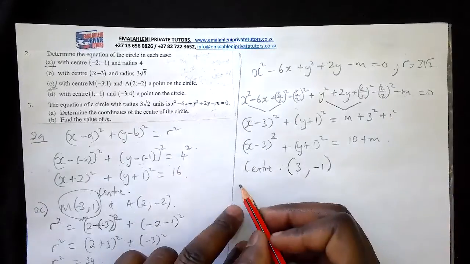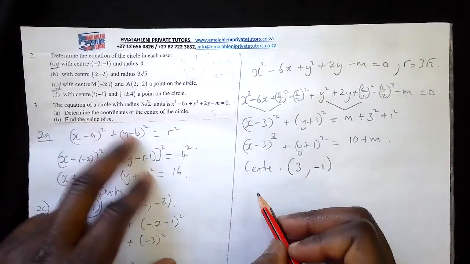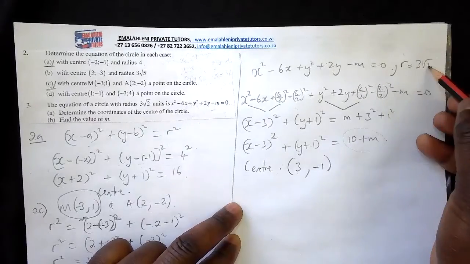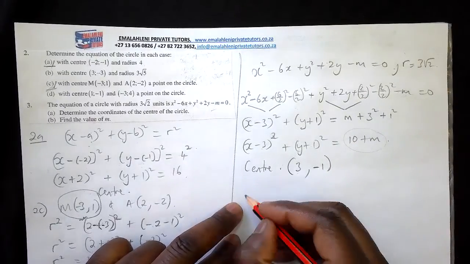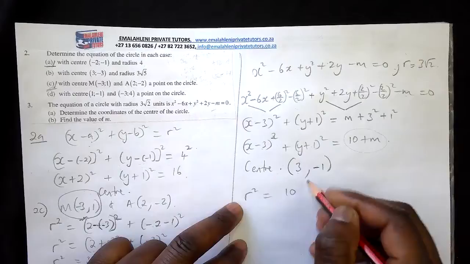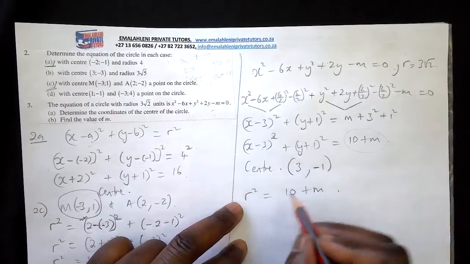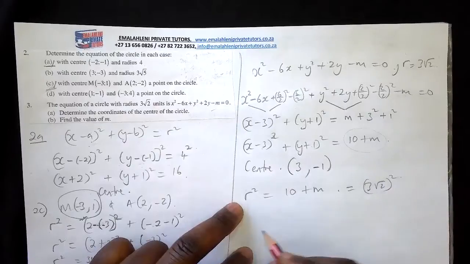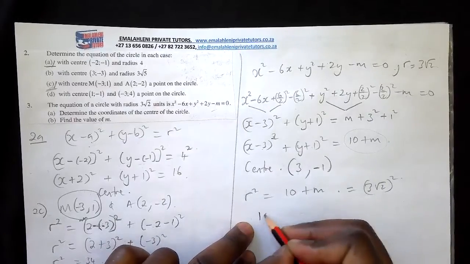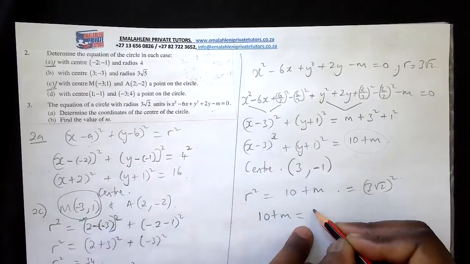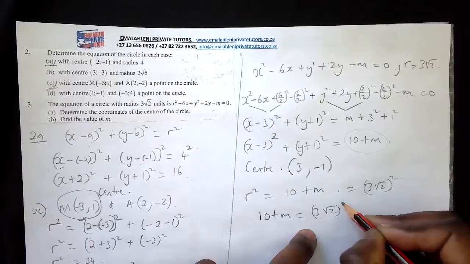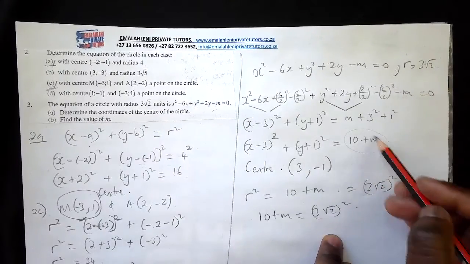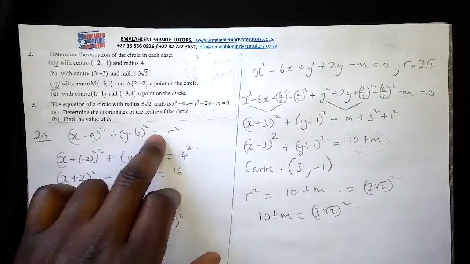Okay. Then what else do we need to find? We need to find m. Now, how would we get m? We know that this is r squared and this one is r. So what do we know now? We know that r squared is equal to 10 plus m, which is equal to 3 root 2 squared. Why are we saying that? Because this is r and we need to square it. Because what we have here is what will represent r squared according to the general equation of the circle.